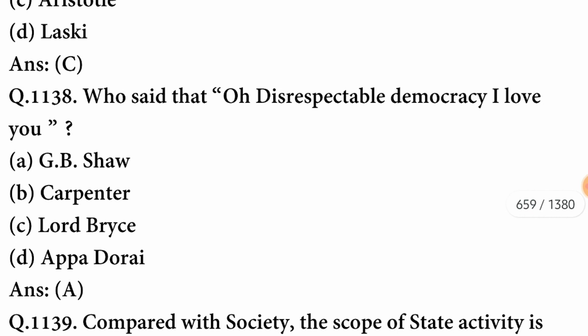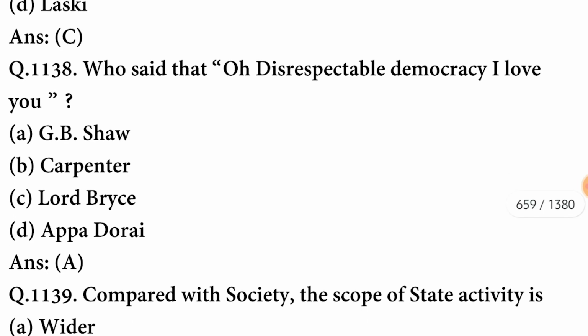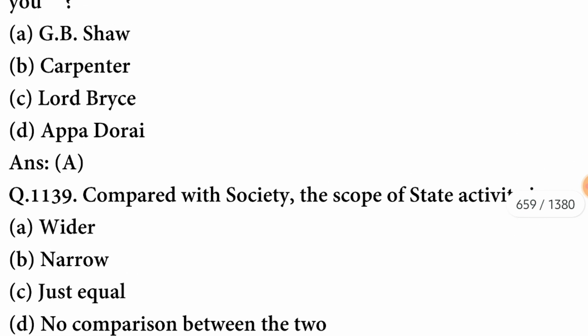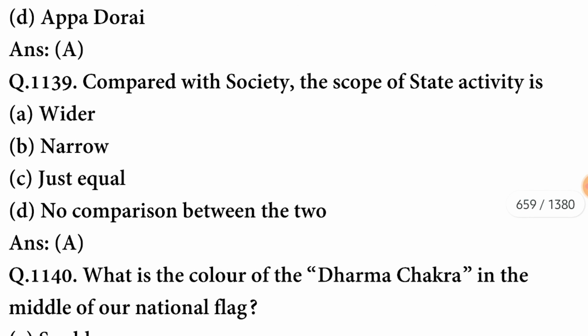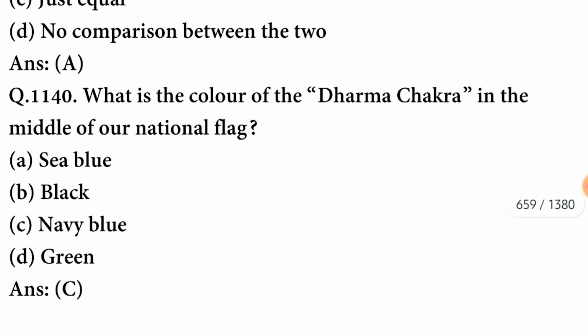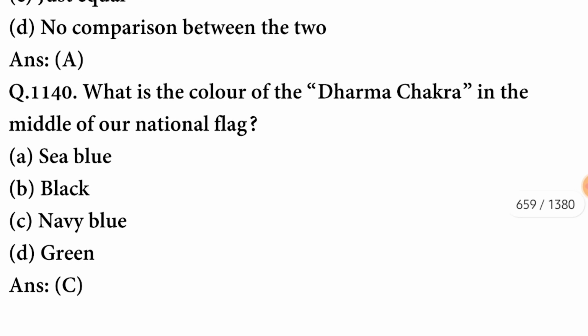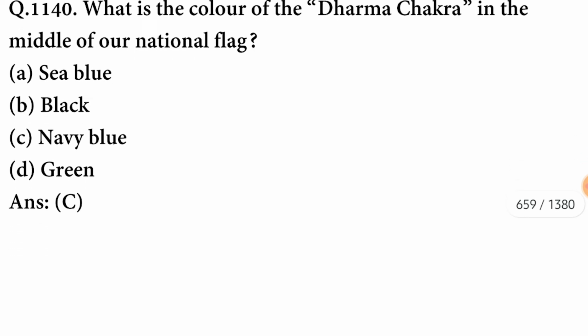Who said, oh, disrespectable democracy, I love you? It's said by G.B. Shaw. A option is correct. George Bernard Shaw. A option is correct. Compared with society, the scope of state activity is wider. A option is correct. What is the color of the Dharma Chakra in the middle of our national flag? The color is navy blue.